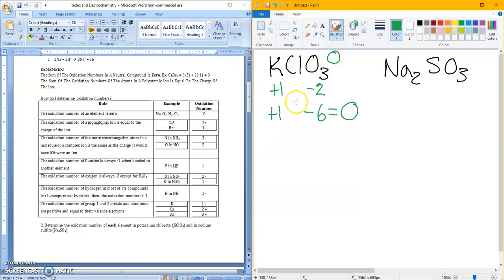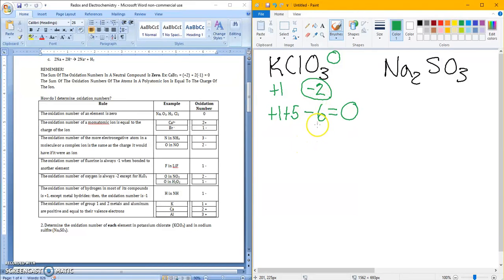So I need to find out what number, if I add in here, +1 plus something minus 6, will equal 0. And I determine that number is +5. Because if I do +1 plus 5, that's +6. Minus 6 is equal to 0. So potassium's oxidation number is +1. Chlorine's oxidation number in this case is +5. And oxygen is -2, because we want the charge for an individual atom, not the total charge. All right?